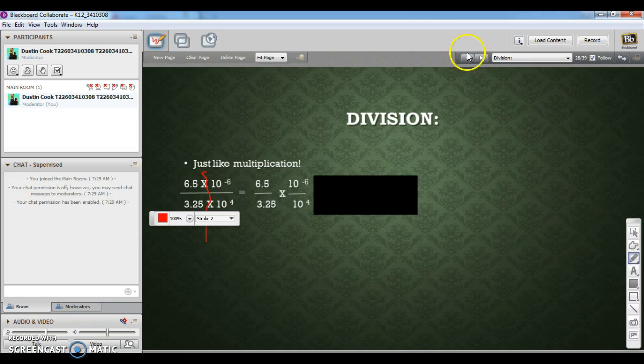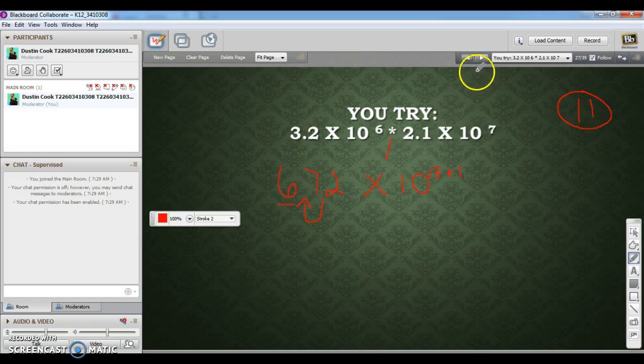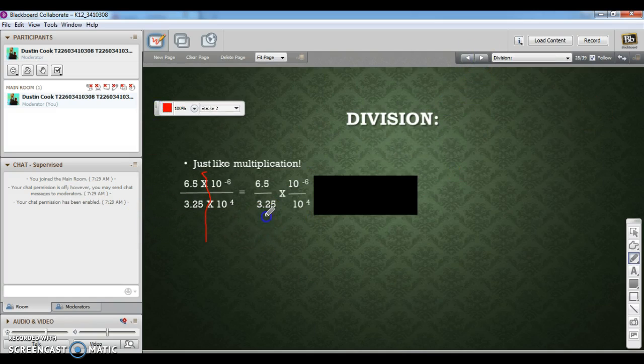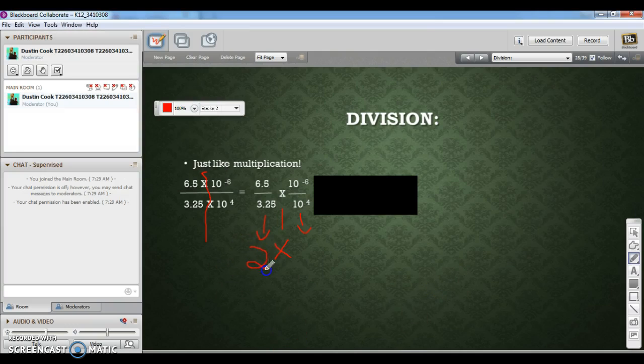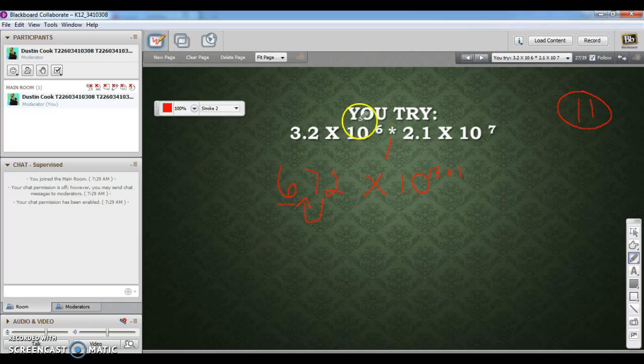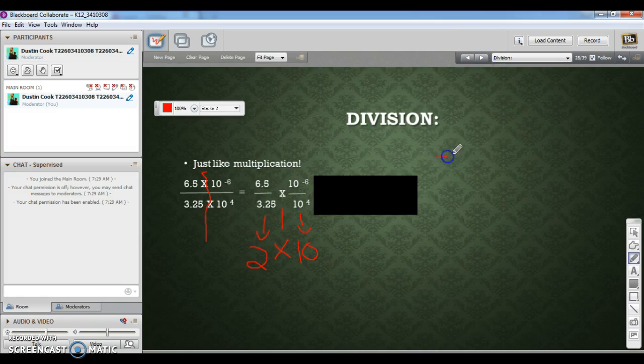And then in the exact same way that we just did the actual multiplication, we do the same thing here. So we divide this, drop down the multiplication symbol, and then divide that. Let's see what we get. 6.5 divided by 3.25 gives us exactly 2. So it's 2 times 10 to the, now in multiplication we added. We said 6 plus 7. In division you subtract. So it's going to be negative 6 minus 4, which I like to rewrite as negative 6 plus negative 4. You're allowed to do that because these are equal to each other, and that gives me negative 10. This is easier for me to work with.